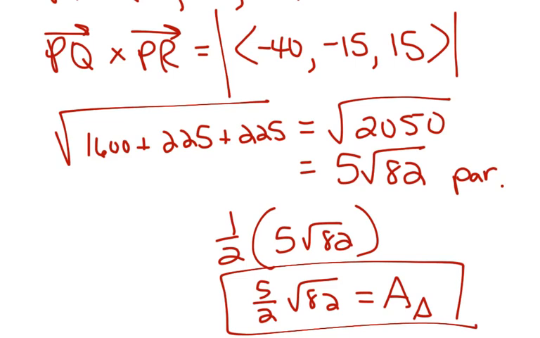So in order to find the area of that triangle, we first had to find the vectors PQ and PR. We performed their cross product. We found the magnitude of that cross product, and we took that answer and multiplied it by 1/2.